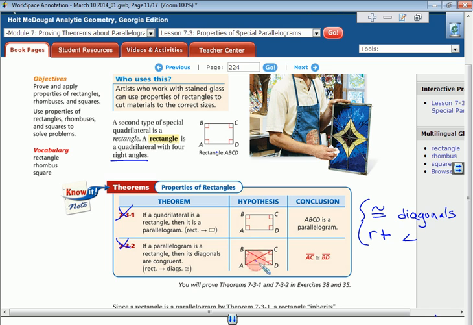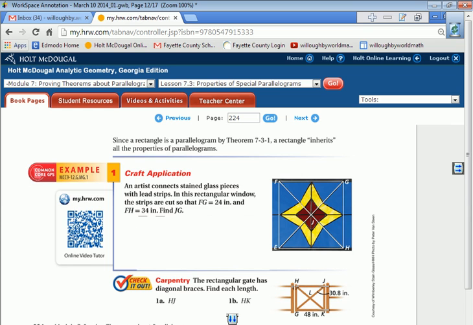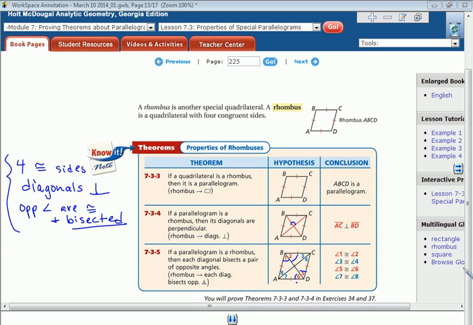Or the other thing that we can look for is that the diagonals are congruent, that this is congruent to this. And if the diagonals are congruent, because in a parallelogram the diagonals bisect each other, then they bisect into 4 little congruent parts. Okay, the next thing that we're going to look at is the rhombus.